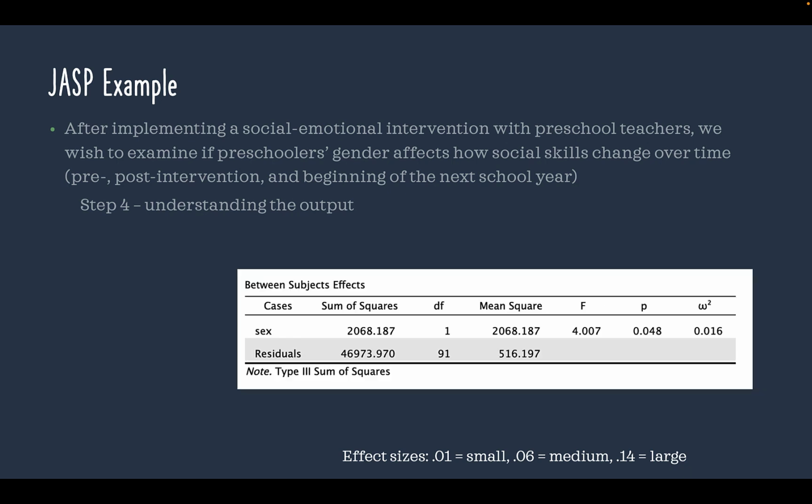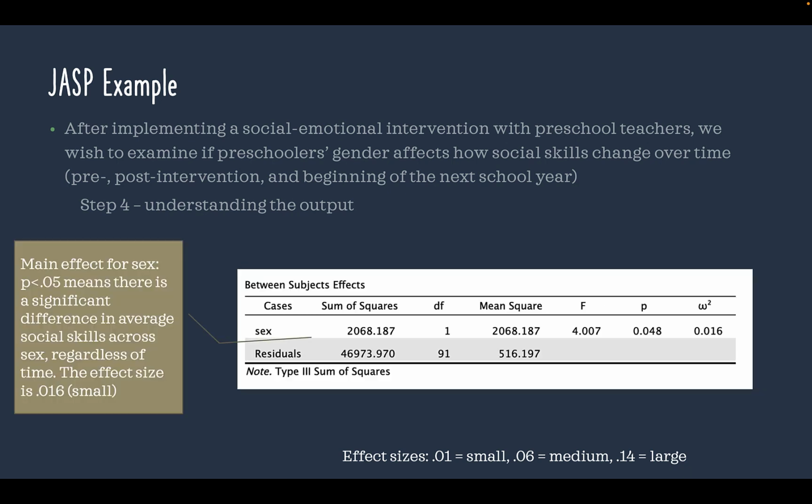And then for our last main effect for sex of the child, the main effect for sex here, the p-value is 0.048, so that's less than 0.05, which means there is a significant difference in average social skills across sex, regardless of time. However, the effect size is 0.016, which is pretty small.